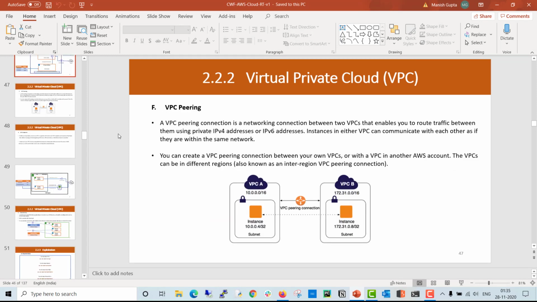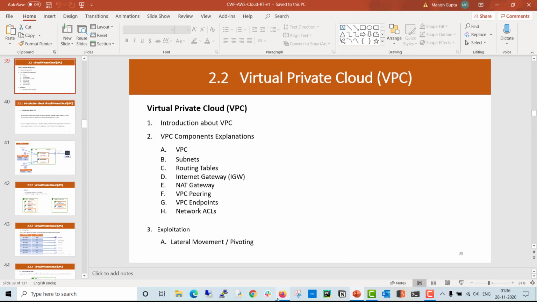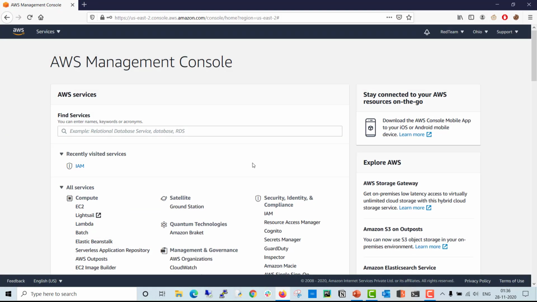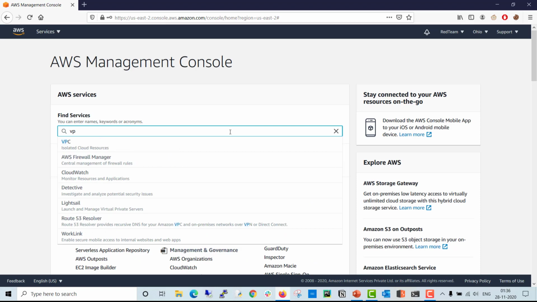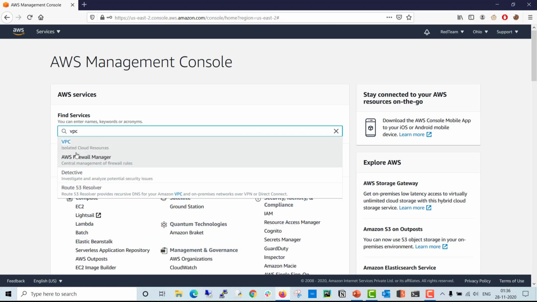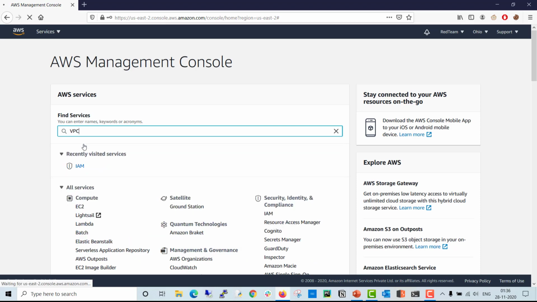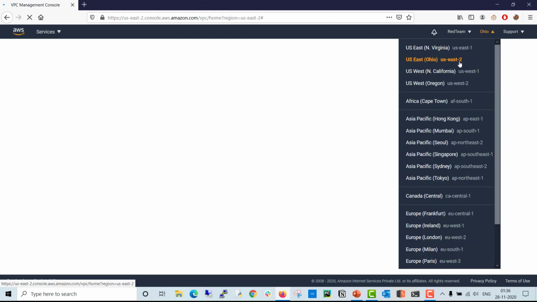Okay, so you can see here what I'm going to discuss. This is my AWS management console. I'm just going to VPC, isolated cloud resources. And one really important thing in AWS is called a region. You can see here, currently I'm in the Ohio region. This is called US East 2.